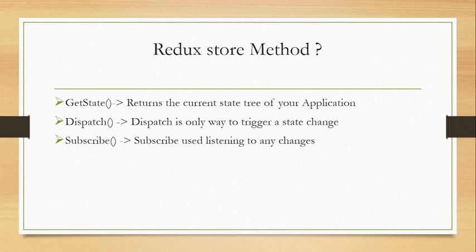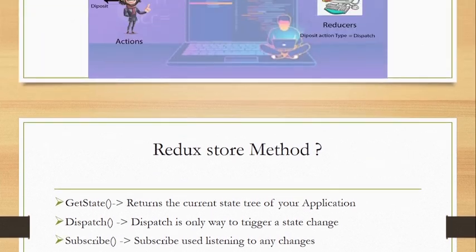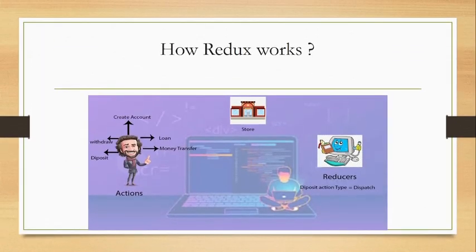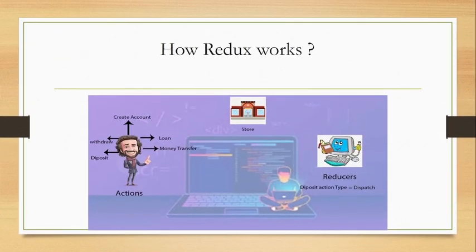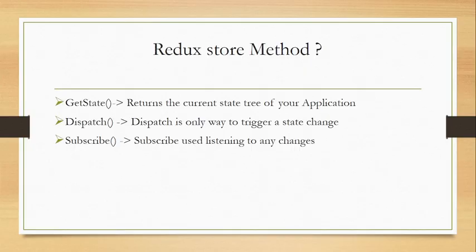Next is dispatch. Dispatch is the only way to trigger a state change. When we need to change the state, I already showed you here. Suppose loan is a state and we need to change the state, and go to money transfer. We need to change the state. That time, dispatch works.